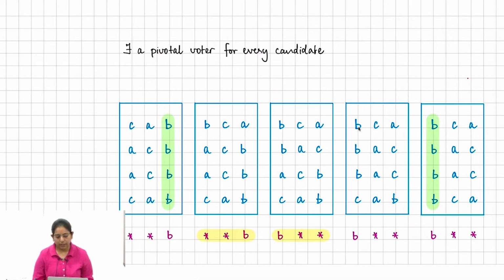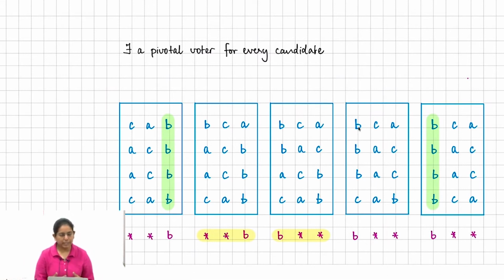So all I'm saying is that in the first profile the output is star star B, and in the last profile the output is B star star. That's for sure because of unanimity. We also know that for all the intermediate profiles it's going to be either star star B or B star star, because that was something that we showed a few minutes ago. We said that if B is polarizing and the mechanism is unanimous and IIA, then in the output also B is either ranked at the top or it's ranked at the bottom.